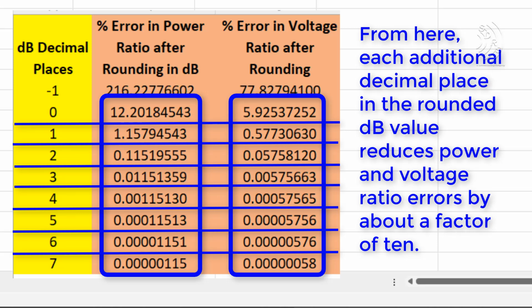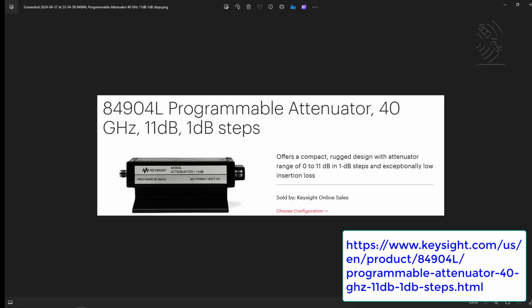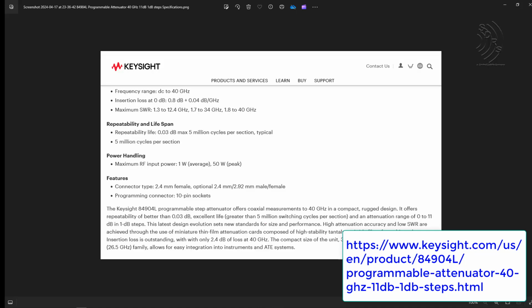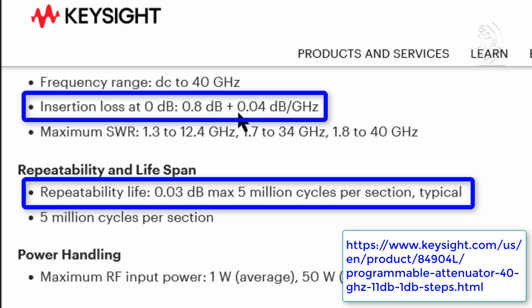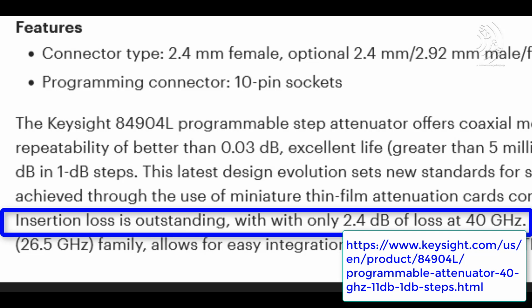To understand this better, we can take a quick look at specifications from the datasheet for a Keysight step attenuator. Typical repeatability of this step attenuator is specified to be 0.03 dB over a maximum lifespan of 5 million cycles per section. Also, the minimum attenuation step size available in this product is 1 dB. We also see that insertion loss when the attenuator is set to 0 dB is 0.8 dB plus 0.04 dB per gigahertz, and that Keysight considers this to be exceptionally low. Therefore, if decibel values obtained from measurements using this step attenuator were rounded to 3 or more decimal places, the numbers in the third decimal place and any following decimal places would not be meaningful.